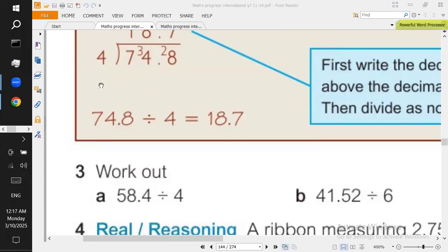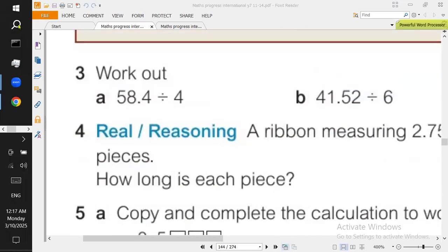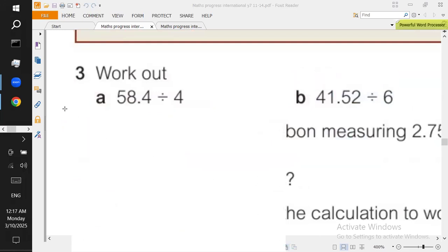Let's take a look at another question. You'll get the idea. I'm going to do 58.4 divide 4. Let's do it here, like this.